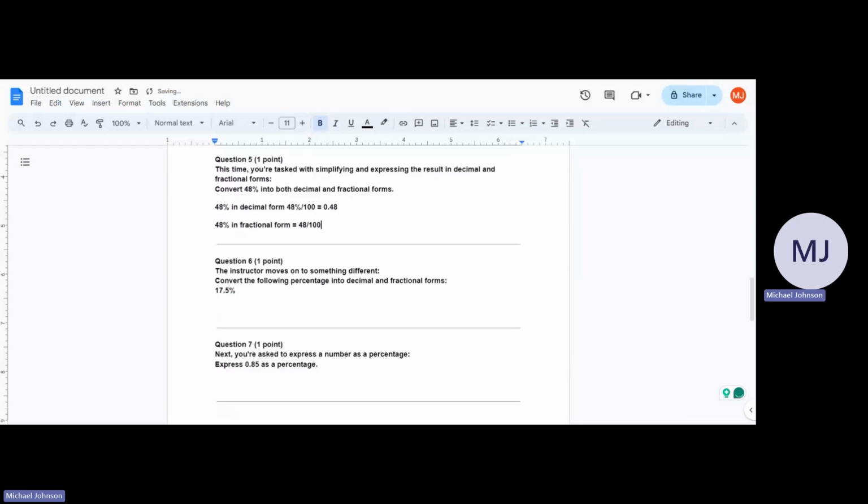So how we would simplify this is we take the 48 divided by 100. We find a number that divides into them equally. So 4 would work here, because 4 would go into both of them equally. So then you get 12 divided by 25. There's nothing else that would work with that, so you couldn't do 12 divided by 5 evenly. So that's how you do that one.